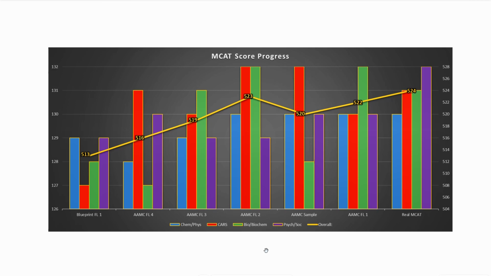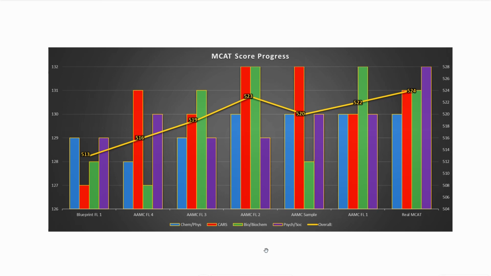And finally, the last point I want to make is that reviewing, even in the last week or so, does make a bit of a difference, right? We saw that with the Psych Soc, so don't neglect that, and don't think that you're not going to be able to improve even in that last week. But of course, you're not going to be able to jump several points, maybe like 4 or 5 points. That's pretty unlikely. You're probably going to get a score that's very close to your practice scores.